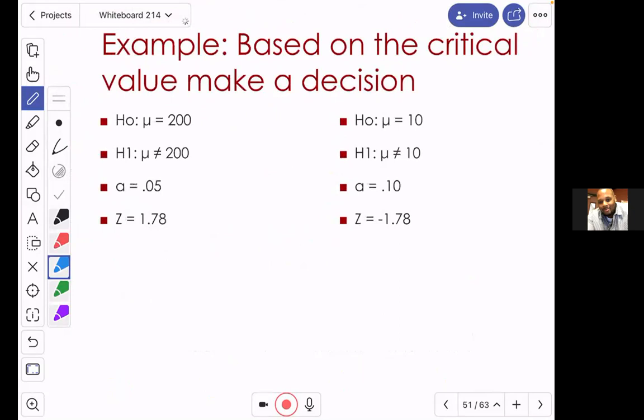Here's how this works. This says that the mean is equal to 200. We're testing that against the null that the mean is equal to 200, the alternative that the mean does not equal 200. My alpha level here is equal to 0.05. The first question I have is this. If alpha is equal to 0.05, let's relate that to a confidence interval. How big is that confidence interval? 95%. So if I want to find the critical value for 95%, what do I do?